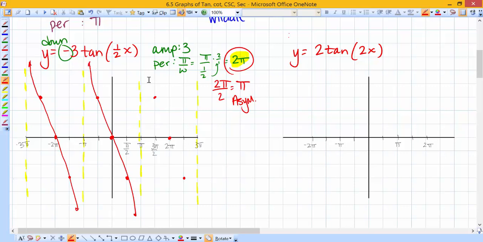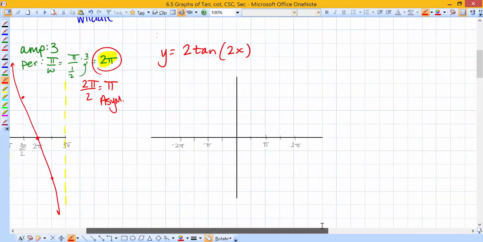So it looks a lot flatter. It's really stretched out. Just do the best you can. Don't cross your asymptotes. There's the tangent graph with an amplitude of 3 with a negative flip over the x-axis and a period of 2 pi.